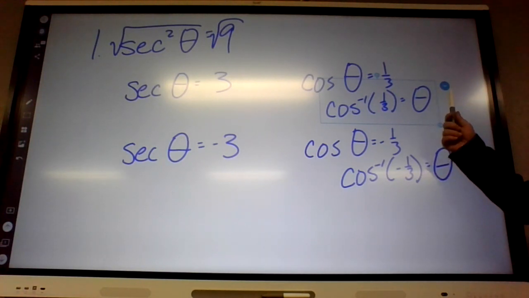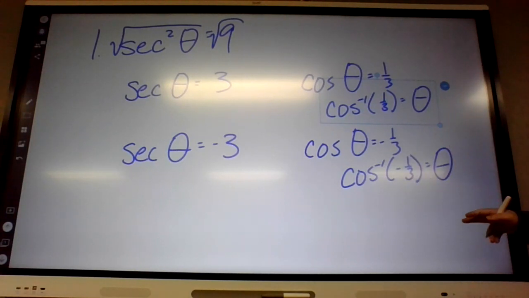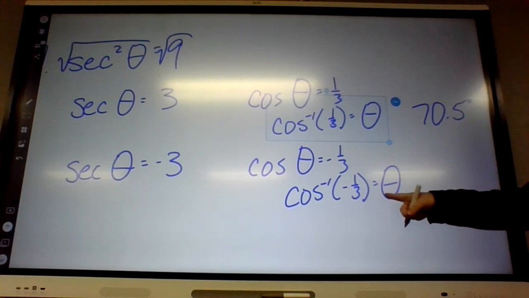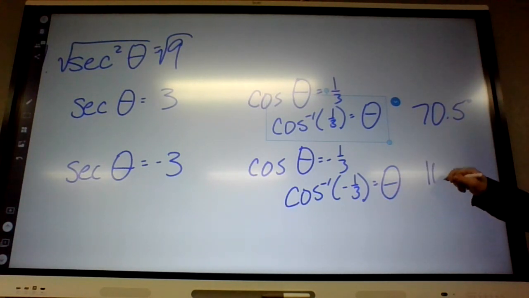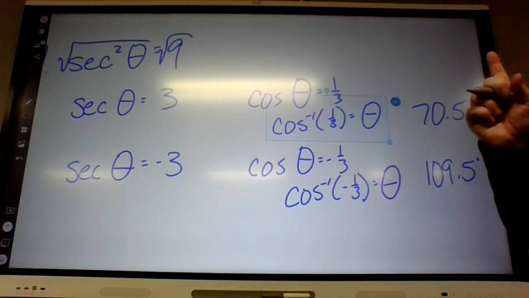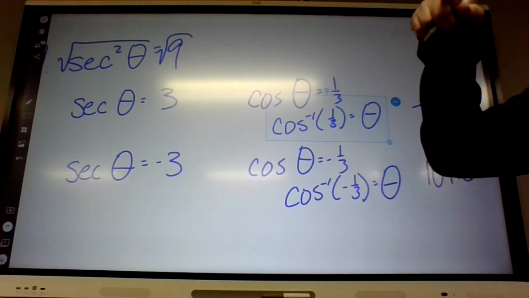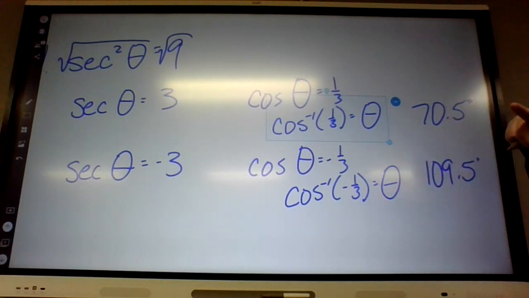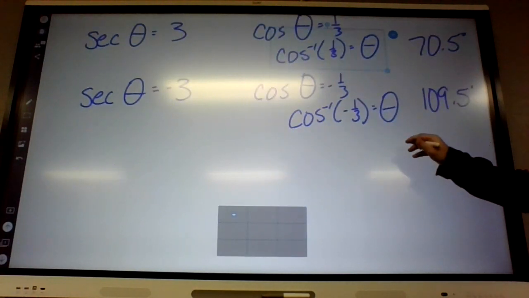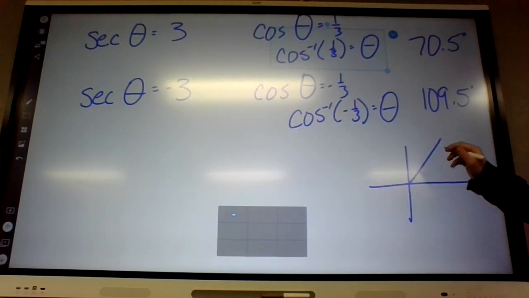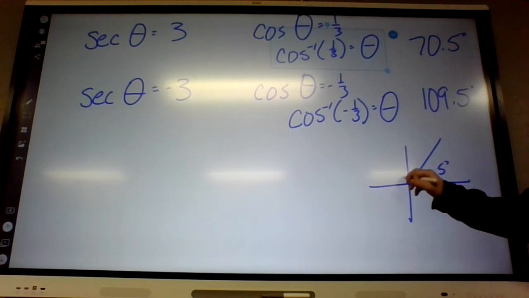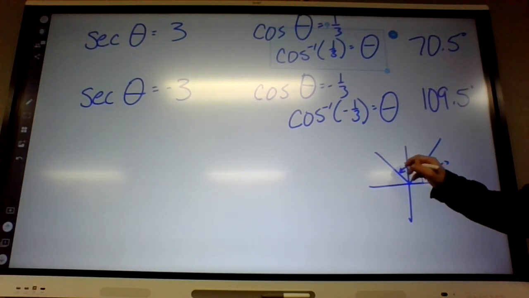All right, did anybody plug this in? What's cosine inverse of 1/3? 70.5. Okay. Anybody plug this one in? 109.5. Here's the thing. We're supposed to find all the answers between 0 and 360. For the first answer, we got a first quadrant angle, 70.5. For the second answer, we got a second quadrant angle, 109.5.